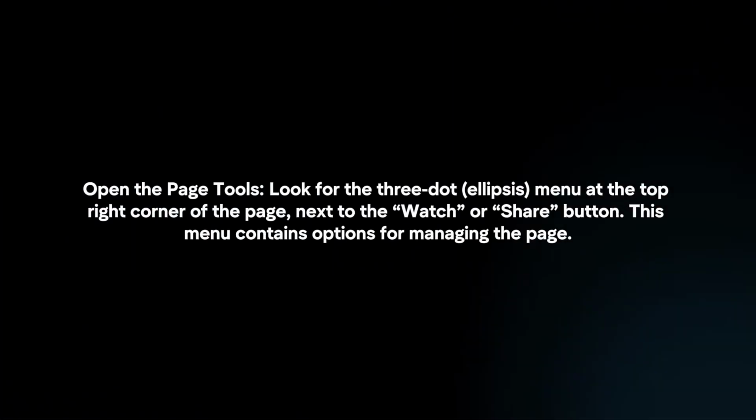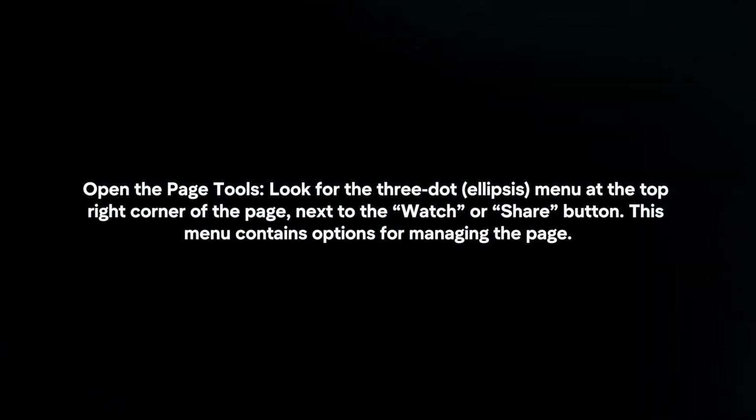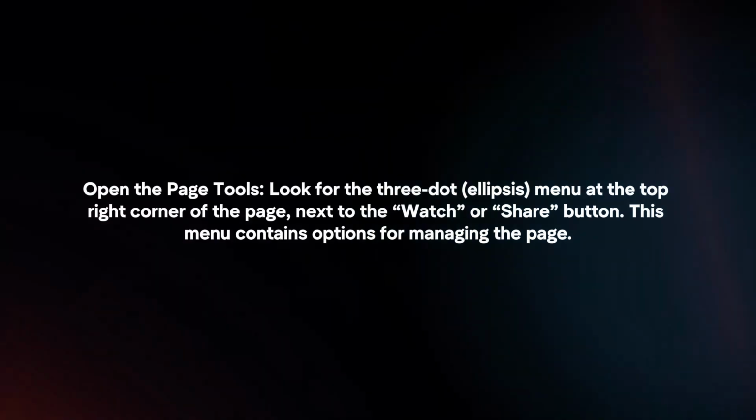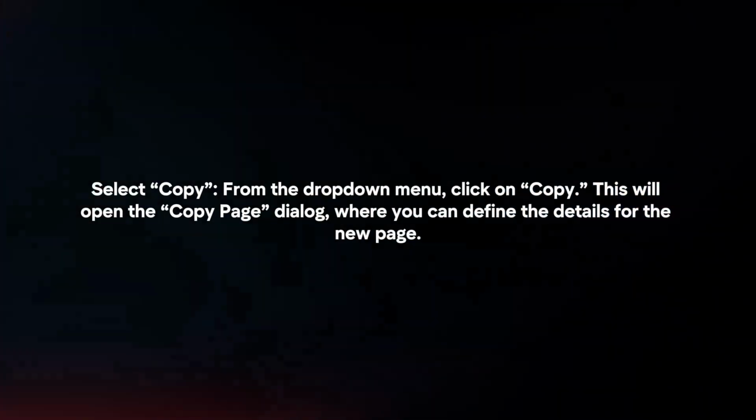Open the Page Tools. Look for the three-dot menu at the top right corner of the page, next to the Watch or Share button. This menu contains options for managing the page. Select Copy. From the drop-down menu, click on Copy. This will open the Copy Page dialog, where you can define the details for the new page.